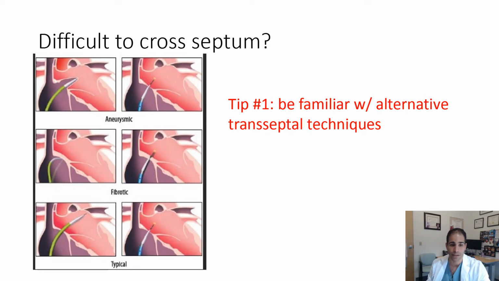The first would be the middle pane here, the fibrotic septum, where no matter how hard you lean on the septum, you just can't get across. So I find the Baylis to be useful in getting across in those instances. And then second is the aneurysmal or the stretchy septum, where you find that when you're leaning on it, you can't get across, but you end up in the middle of the atrium. The radiofrequency needle will get right across in those types of anatomies.